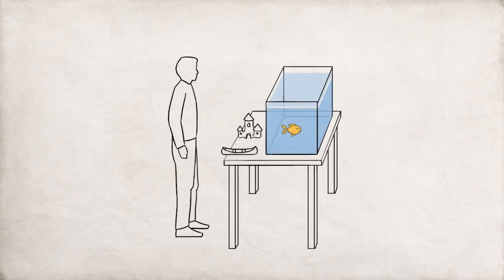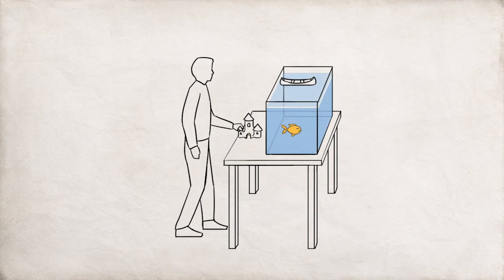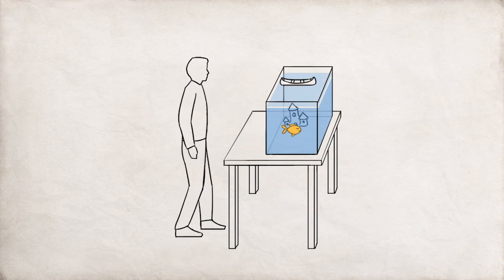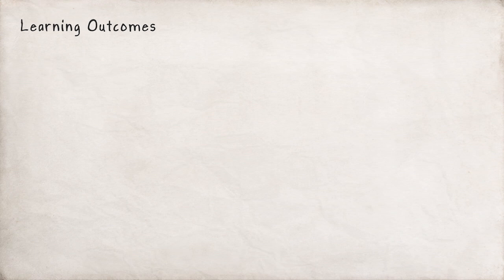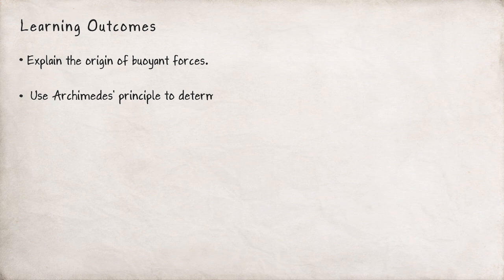You have undoubtedly noticed that some things float on top of water, other things sink to the bottom, and some things can float in between. This video will help you understand buoyancy, an effect of fluid on an object. After watching this video, you should be able to explain the origin of buoyant forces and use Archimedes' principle to determine the buoyant force on an object in a fluid.